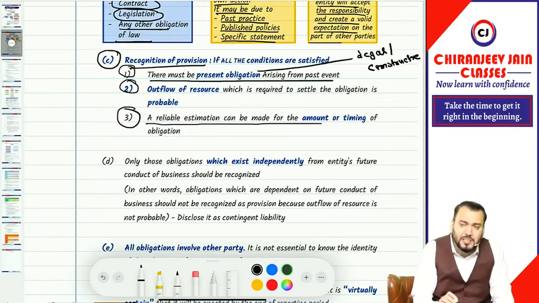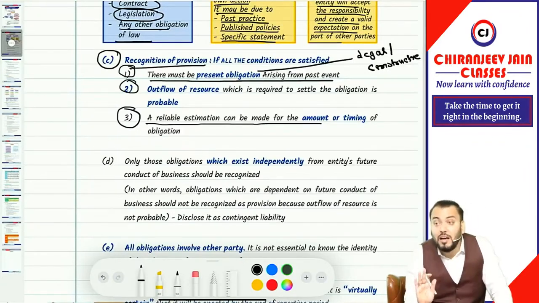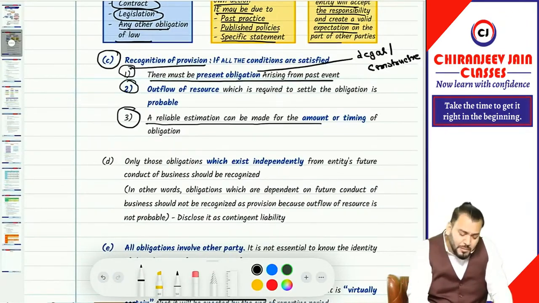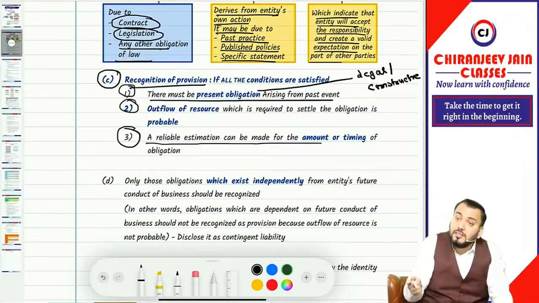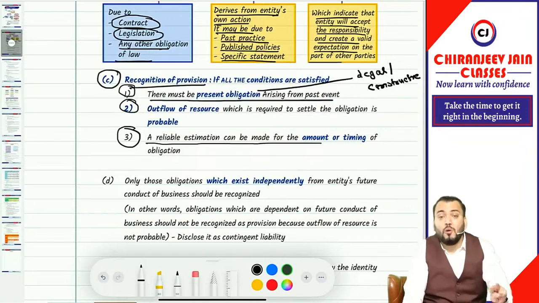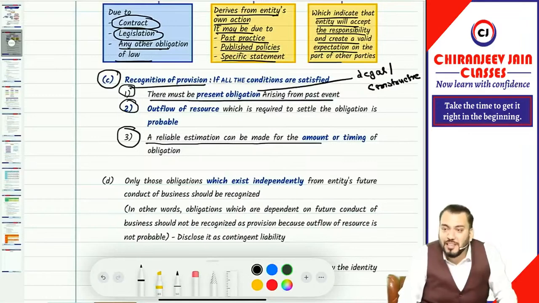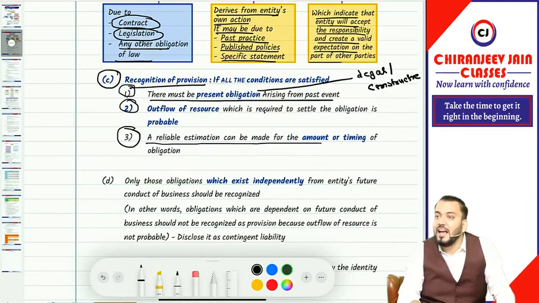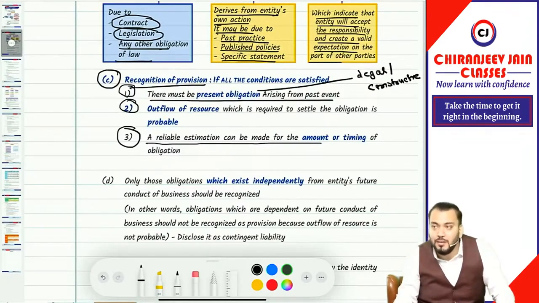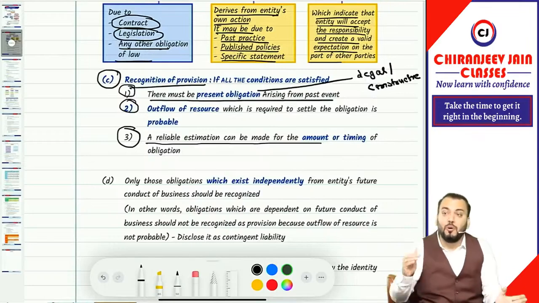Understood? Correct. So point number 3, I think only a discussion is required on how to measure, how to estimate. But one doubt will come, sir. Point number 1 and 2. When I am saying present obligation, it means obligation is probable. Then outflow is also probable. So one doubt will come, what is the difference between point number 1 and point number 2? Point number 1 means obligation is probable. And point number 2 is outflow is probable.